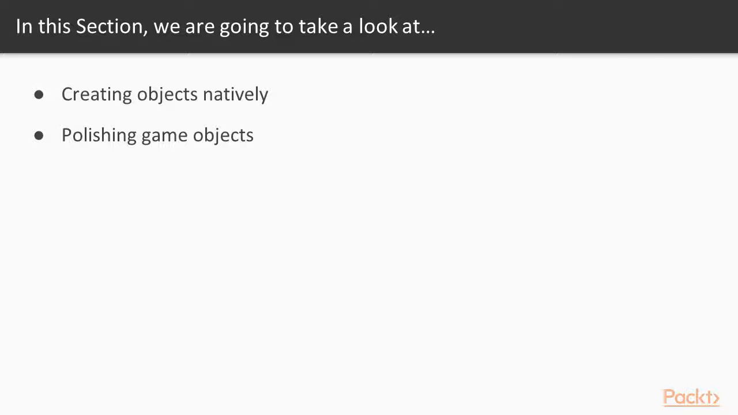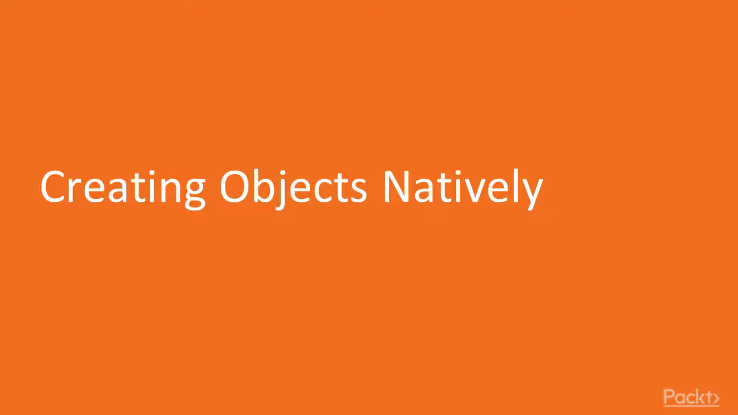In this section, we will create a basic game and populate it with several game objects that we will create natively, that is, using tools that are integrated into the Unity game engine. In the second part of our section, we will polish the very game objects that we created so they are ready to use in our game. Let's get started with creating objects natively.